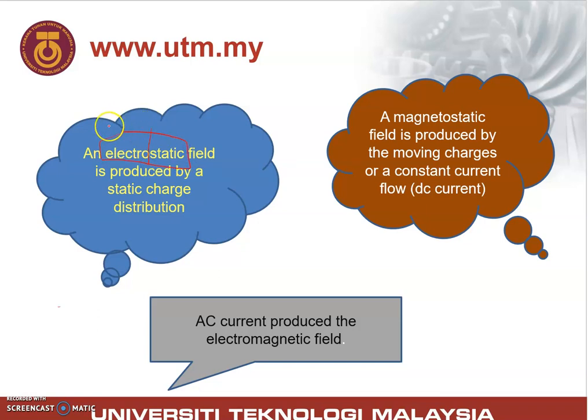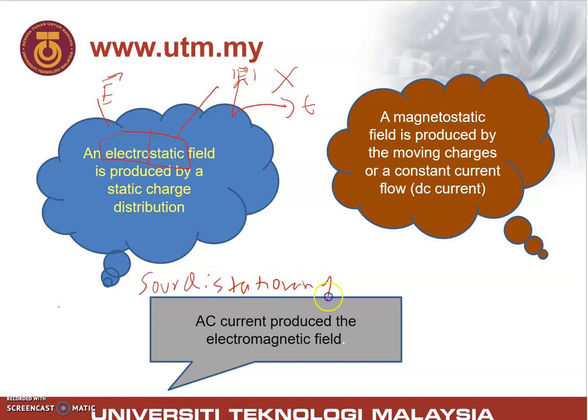Electro is the electric field, and static means that if you have time, and if you have the magnitude of E, it means your E field varies with time. But in this case, we don't consider the element of time. So your electric field only consists of stationary charge. That's why it is electrostatic.